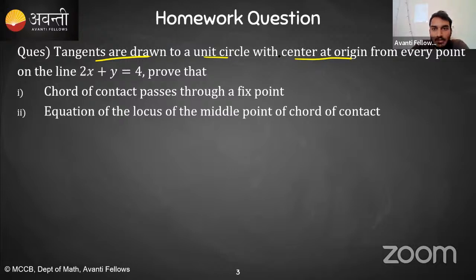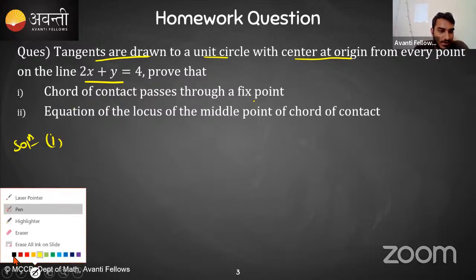Okay. As I was saying, tangents are drawn to a unit circle with center at origin from every point on this line. First we have to prove that the chord of contact passes through a fixed point, and second, find the equation of the locus of the middle point of the chord of contact. Okay, so let's start our solution. First I am solving: the chord of contact passes through a fixed point.